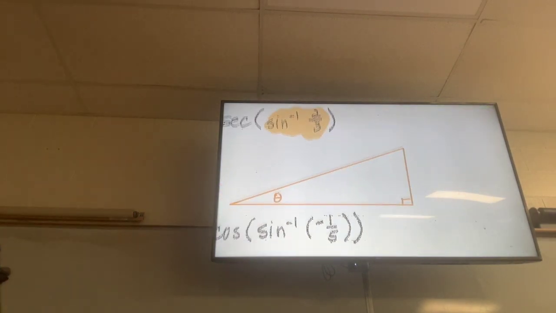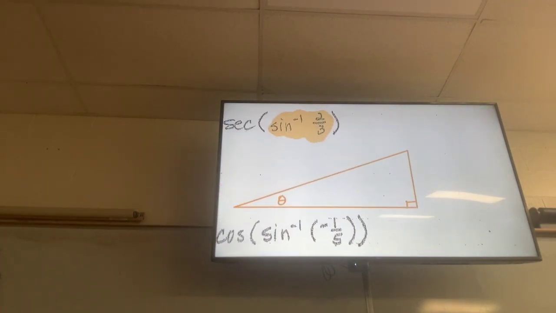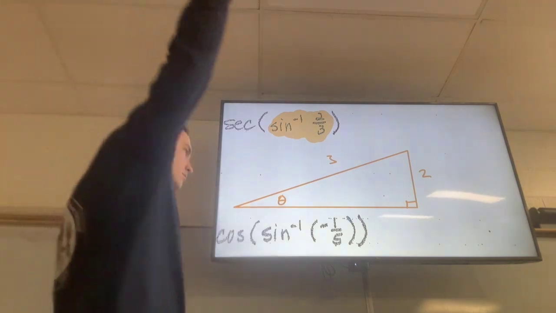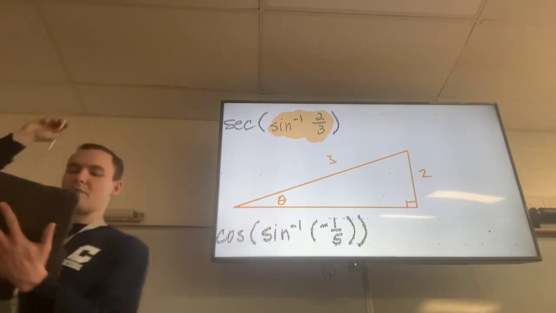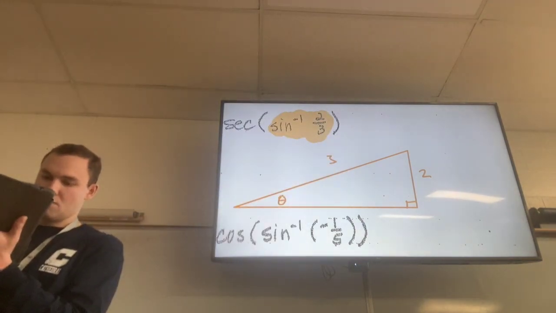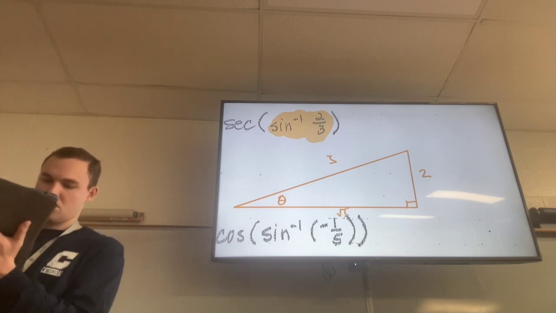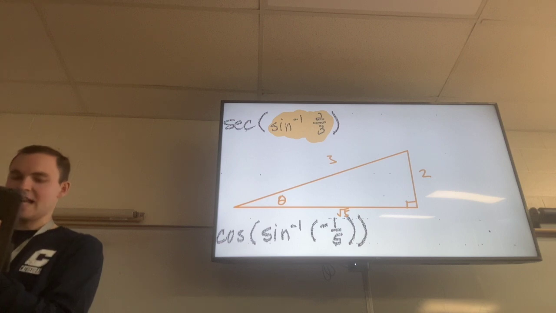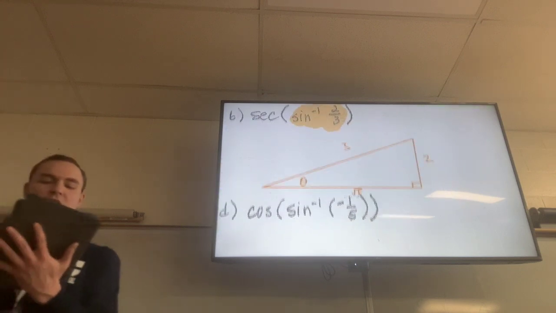Okay, so what 2 sides can I fill out knowing the sine? Opposite is what? 2. What's the hypotenuse? 3. Okay, how can I fill in that third side there? Pythagorean theorem. It's going to be what? Root 5? That bottom side there is root 5. Okay. Now I can just take the cosine, right?